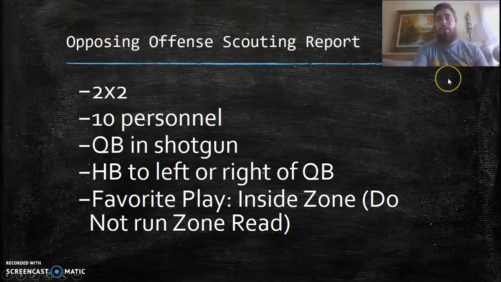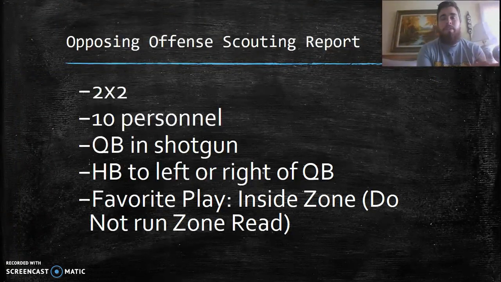Alright, so what we're talking about today, I want to talk about the 3-4 defense. If you know what that is, that's 3 down linemen, 4 linebackers. I have used this defense before in the past, and I like it. So let's make some assumptions here. Let's say we're playing a team that is 2-by-2. They're in the spread 2-by-2, 10 personnel, so they've got a quarterback and a halfback. Quarterback is in the shotgun position. We're not talking about pistol. And the halfback is either to the left or to the right. So there is a strength and a weak side on this play.